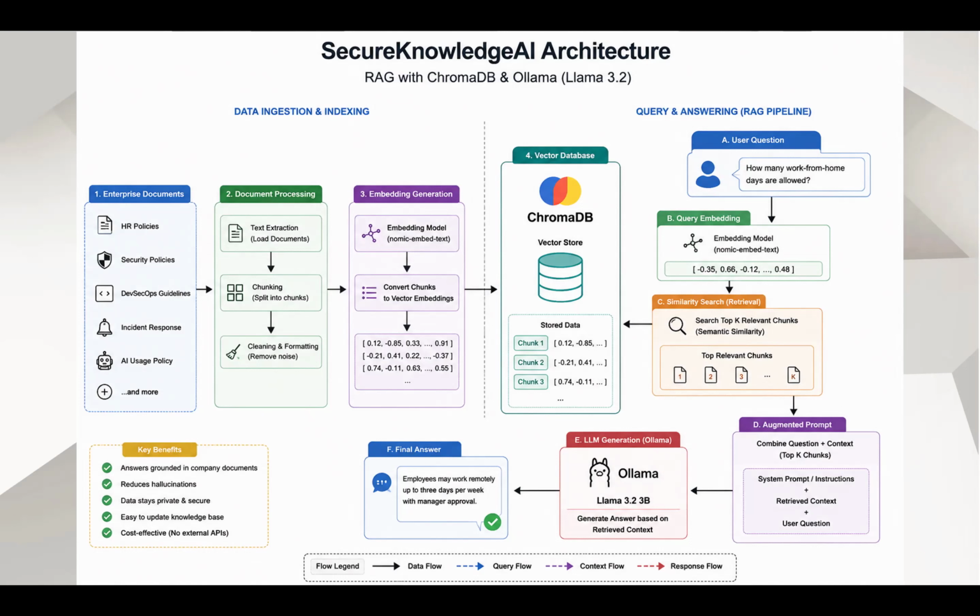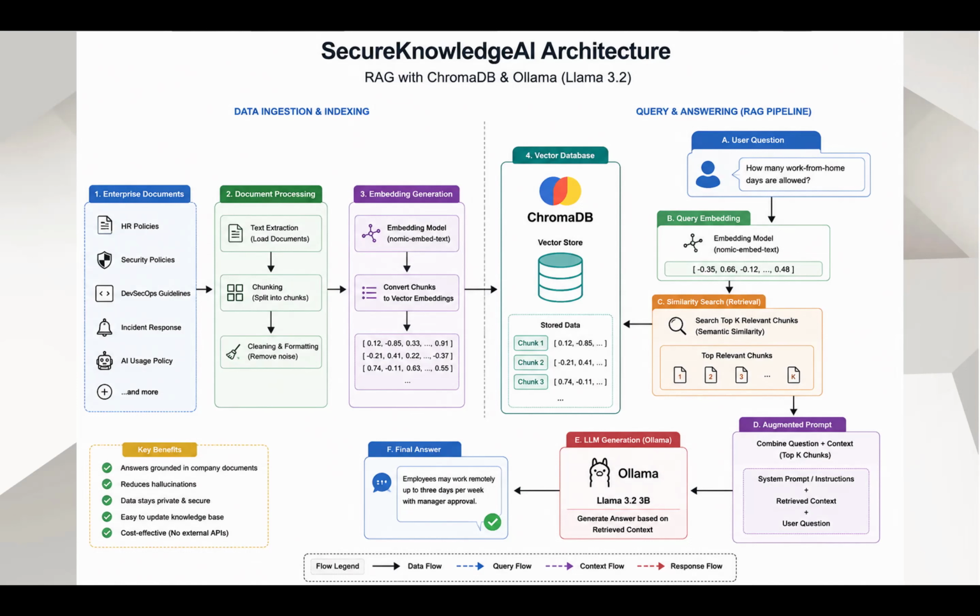The process starts with documents, which include the HR policies, security policies, and incident response plans. These documents become our knowledge source. Now let's understand the document processing, where documents are loaded, then cleaned, then split into chunks. Chunking is important because LLMs work better with smaller sections of information.